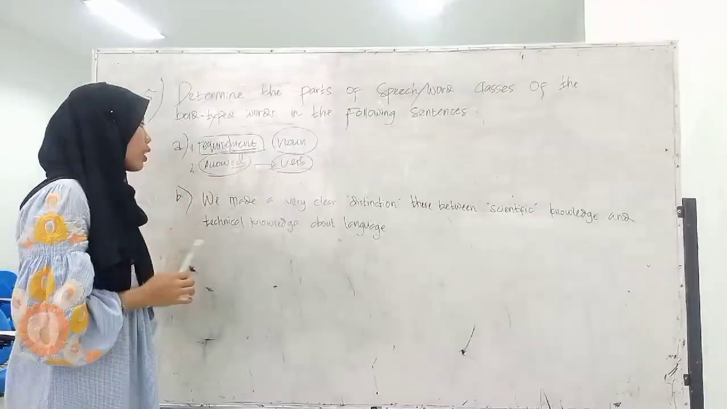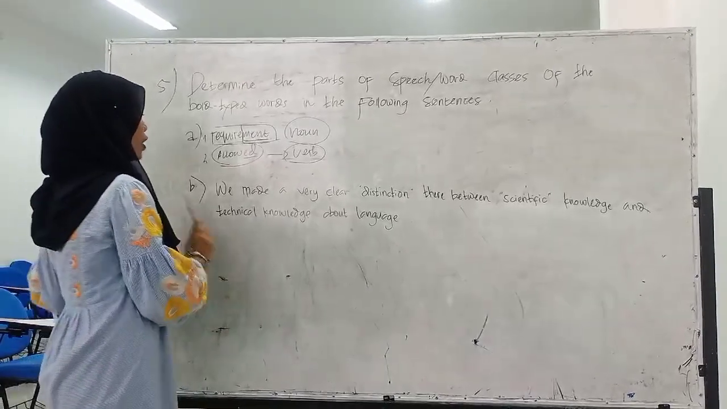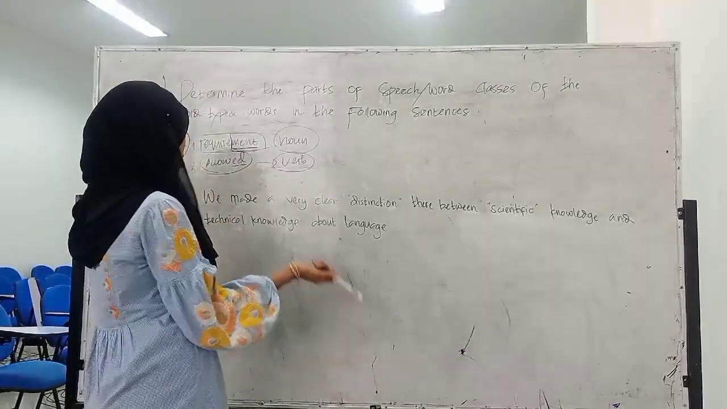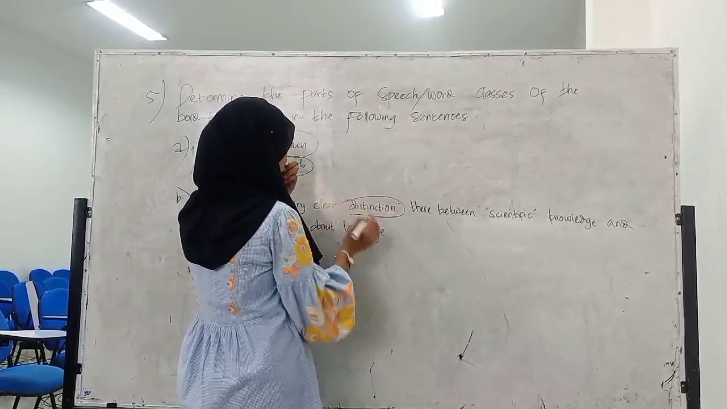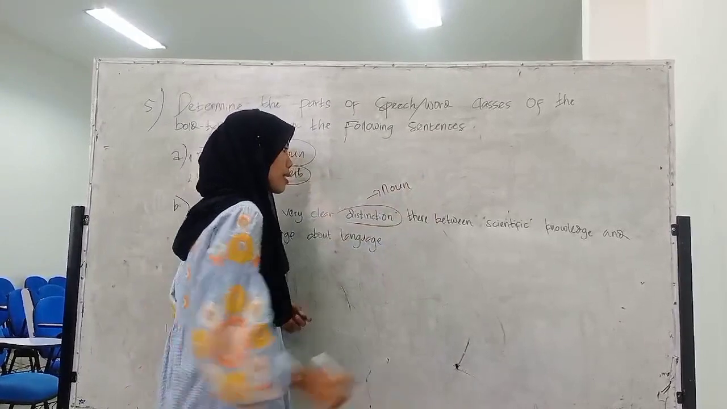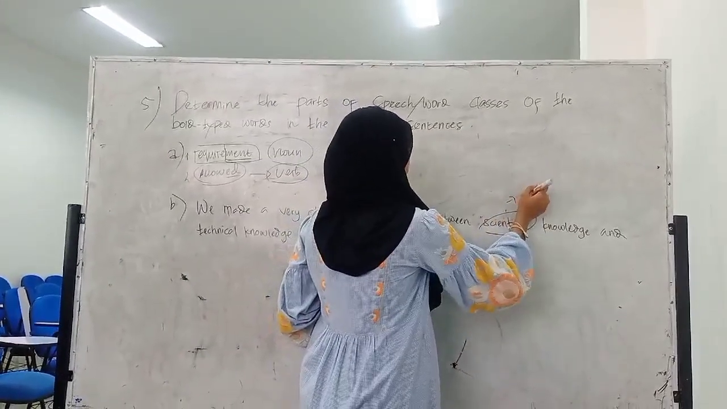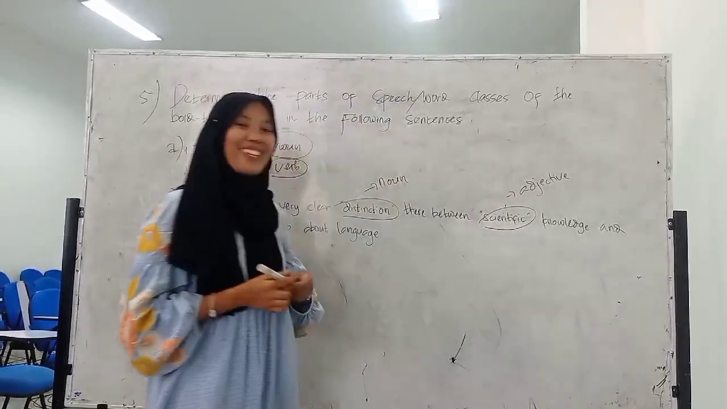So guys, I will continue to determine the parts of speech. We made a very clear distinction between scientific knowledge and technical knowledge about language. So distinction is a noun, and the part of speech of scientific is adjective. Thank you.